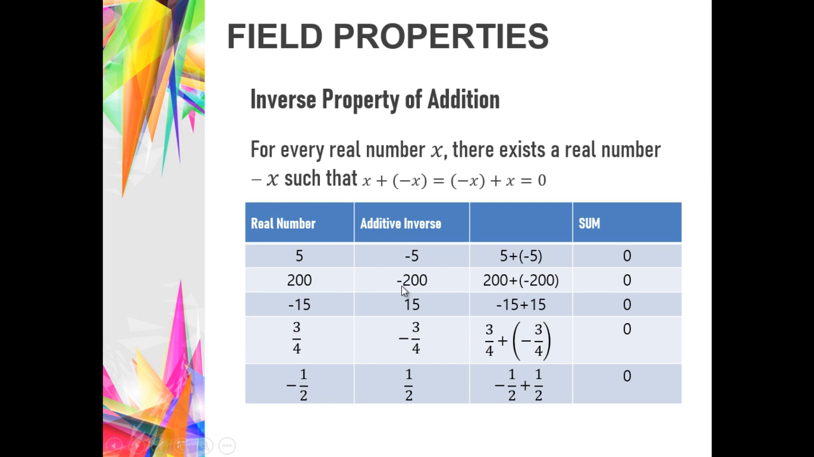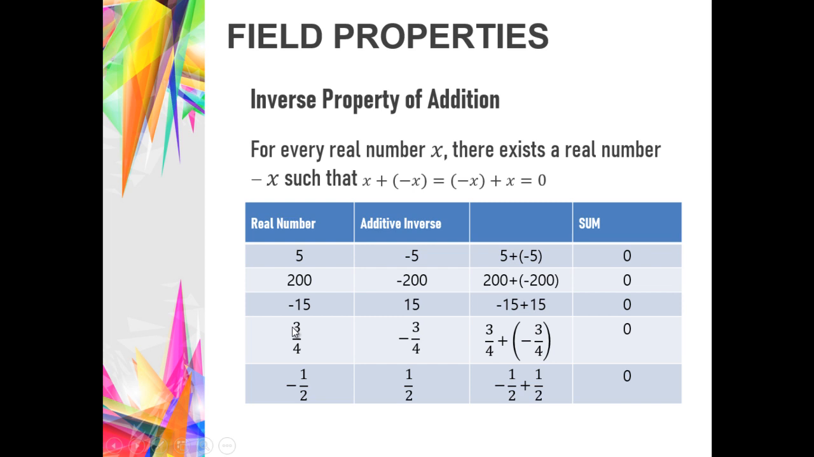Meaning, it has the same value, but it is called an additive inverse because it has a different sign. For a positive value, its additive inverse is the exact same value with a negative sign. When added, it equals 0. But if the given is negative 15, its additive inverse is positive 15, so when you add negative 15 plus positive 15, it is equal to 0.